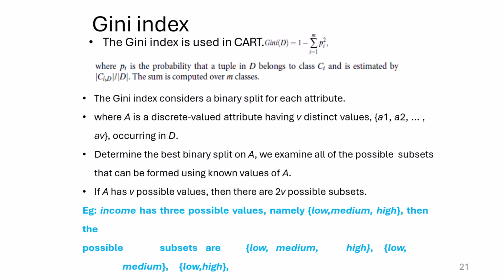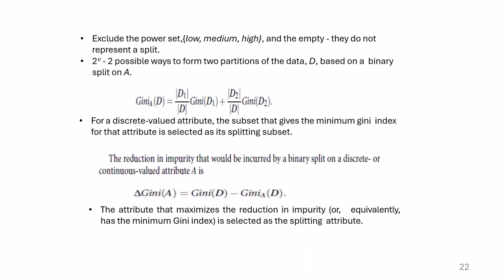Gini index considers a binary split for each attribute, where A is a discrete valued attribute having v distinct values a1, a2, up to av occurring in dataset D. To determine the best binary split on A, we examine all of the possible subsets that can be formed using known values of A. If A has v possible values, then there are 2 to the power v possible subsets. Exclude the full set, like low, medium, high, and the empty set, as they do not represent a split. So there are 2 to the power v minus 2 possible ways to form 2 partitions of data D based on a binary split on A.